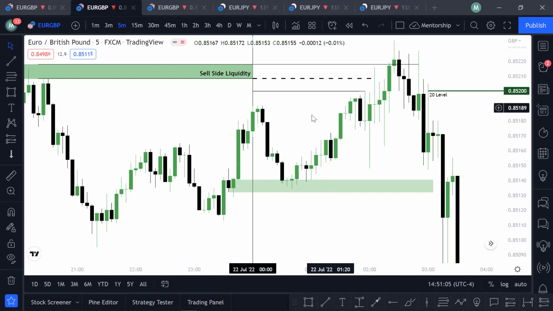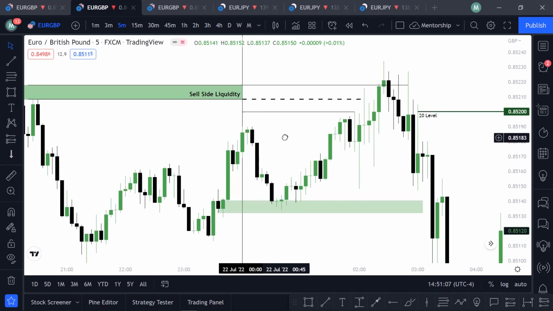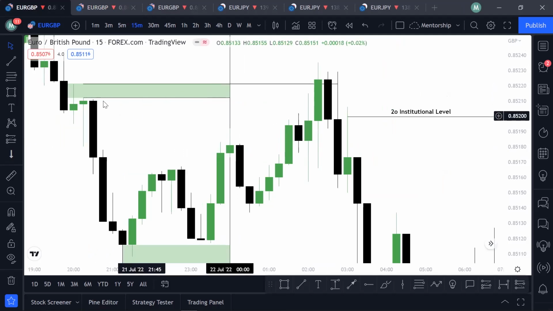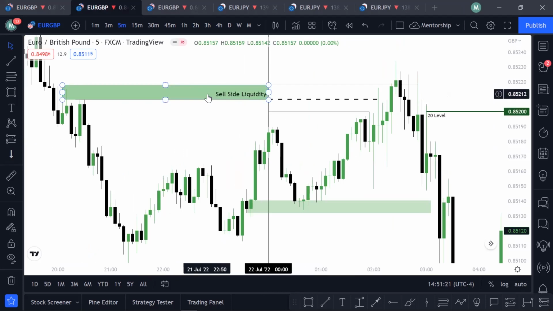We don't want to trade against the trend. This is sell side liquidity. Up here, we have a lot of money. If you come back to a 15-minute time frame, it's just a candle wick. But once you go down to lower time frames, you're going to get all the details. So relative equal highs here, sell side liquidity.